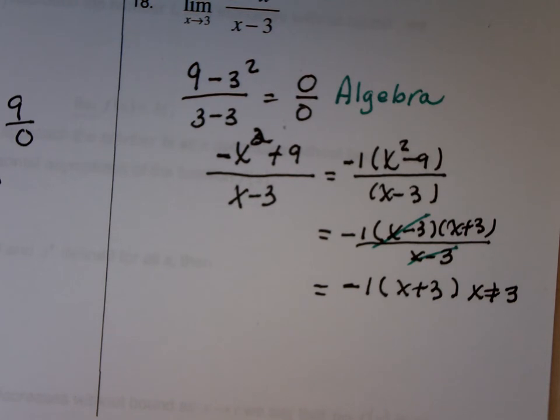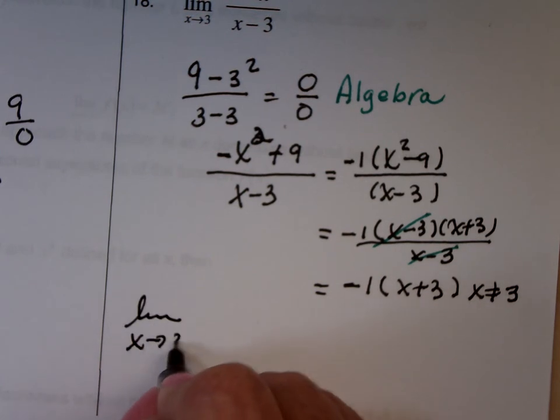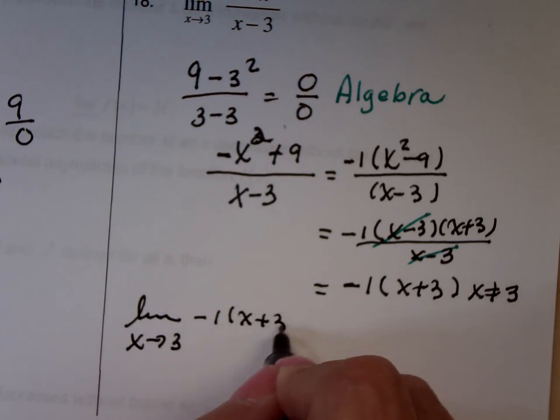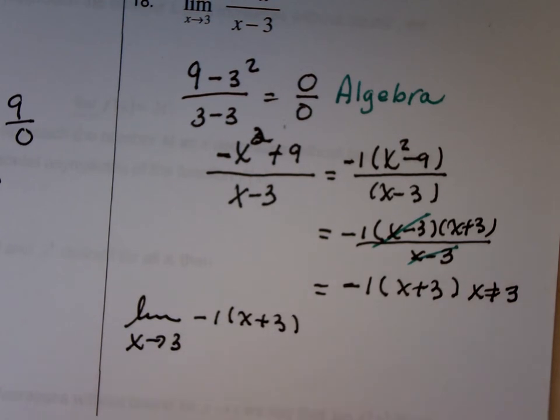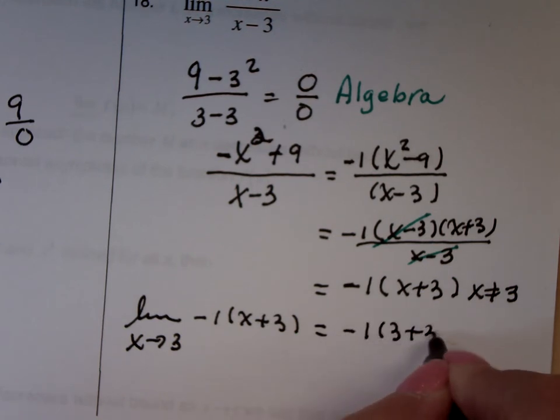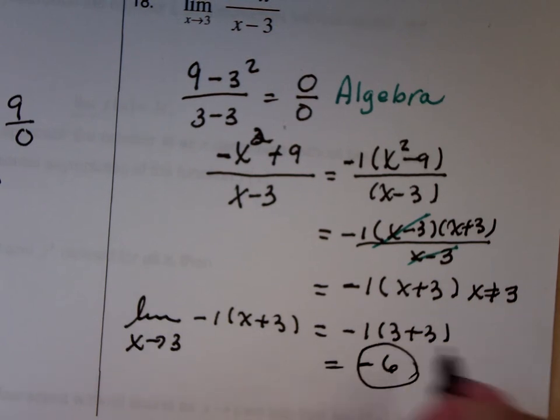That's the original problem. So now I can take the limit as x approaches 3 of minus 1 times (x plus 3). And now what do I do? Plug it in, which is minus 1 times 3 plus 3, which is minus 6. It does have a limit. The limit is minus 6.